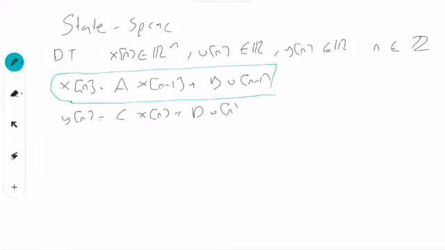Understanding this is easier than understanding the state space form in continuous domain, because it is very simple. How can I compute x of n? If you know x in the previous state, just multiply with a, plus if you know the input, b times input, sum it and find the output. So finding a numerical solution given a state space solution is super easy. The output of this equation is very simple.